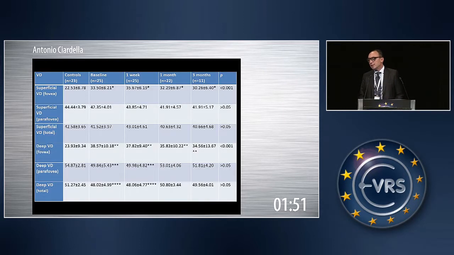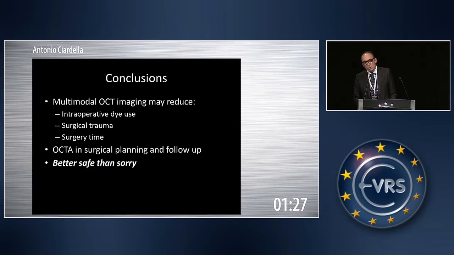So we looked at our data, and really what was statistically significant was a change in the vessel density in the foveal area in the superficial and the deep plexus. After surgery, we see a restoration of the normal vascular anatomy, which is statistically significant. In conclusion, the use of OCT-A may be helpful in planning for surgery. It may also be helpful in evaluating the vascular changes before and after surgery.